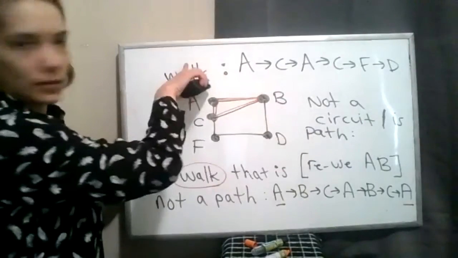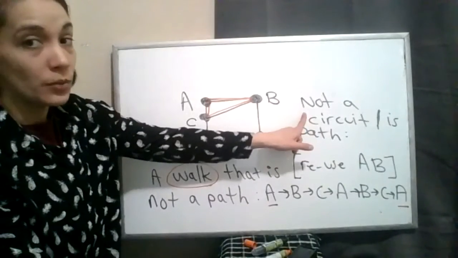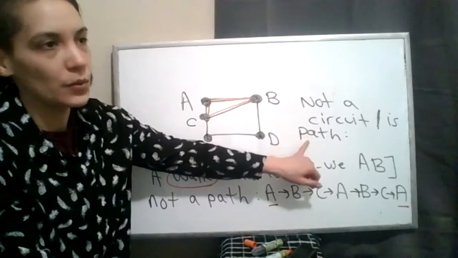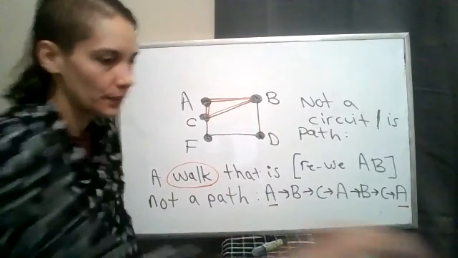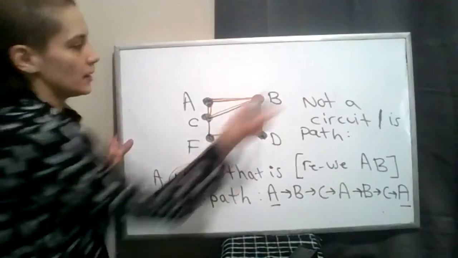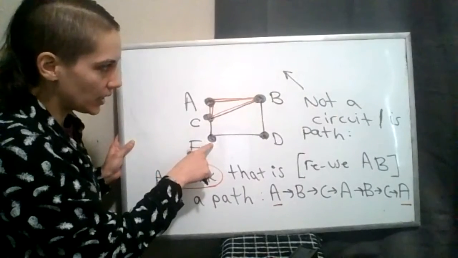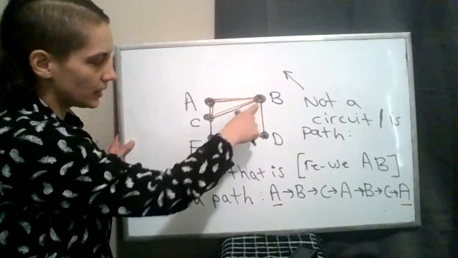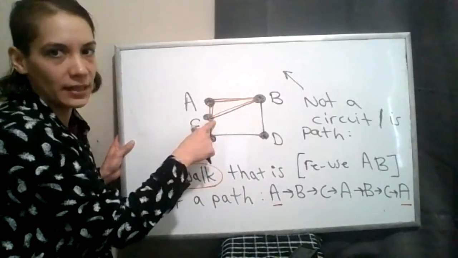Okay, this one, we'll find some kind of example up here. So it's not a circuit, so we don't want the start to be the same as the end, but it is a path. We do want to use an edge only one time if we use it. Okay, let's go F, D, B, C, and then don't go back to F because that would make it a circuit. Go somewhere like A.